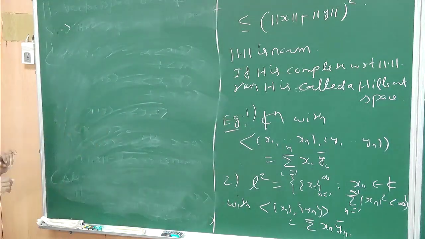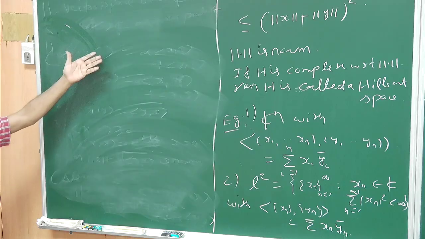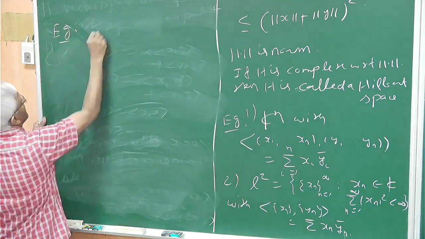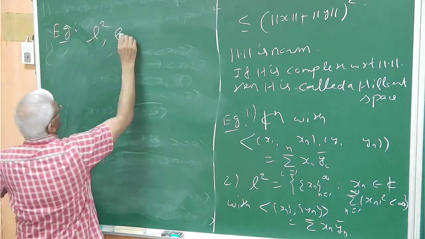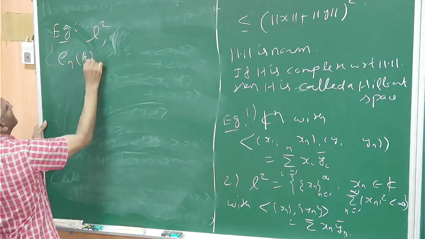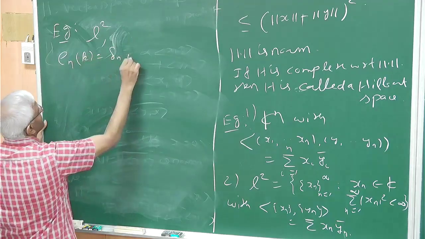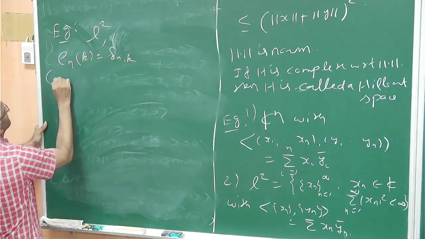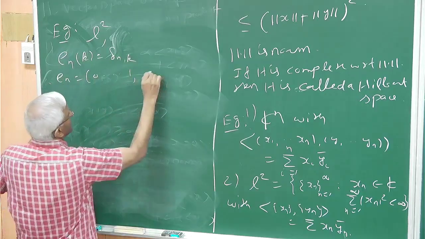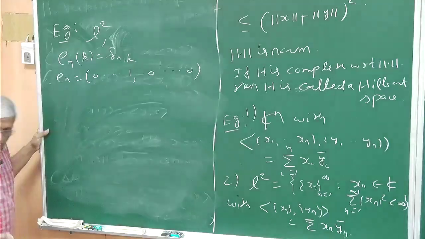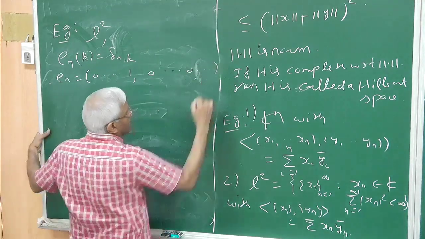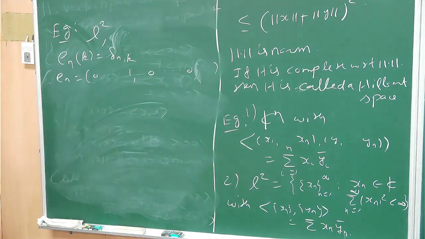We will see the example: C_n is included in L2. Let's take the example L2. On this, you define the sequence e_n(k) = delta_nk. That is, e_n is 0, 0, 0, 1, 0, 0, 0, and it goes on: a sequence with 1 at the nth place.